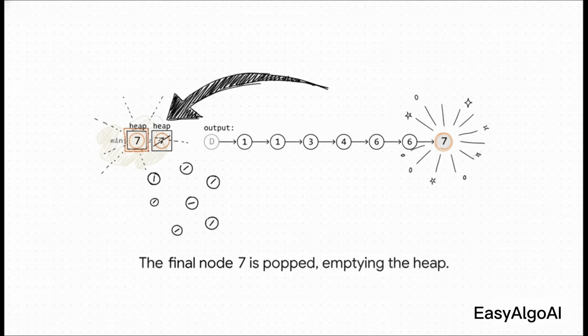Let's fast forward the execution loop right to the very end of our data. The remaining nodes, the 6 and the 7, are sequentially popped out in perfect ascending order. Finally, node 7 is popped. The heap is completely empty, and we return our fully merged, perfectly sorted list starting right after that dummy node.